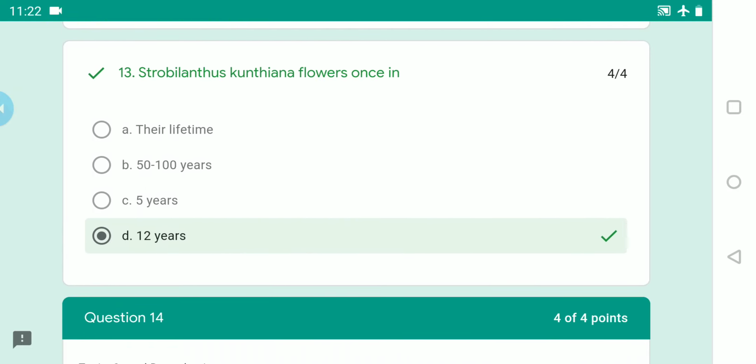Strobilanthes kunthiana, commonly known as Neelakurinji, flowers once in 12 years. While we discussed examples of plants with unusual flowering, I told you there are two species, Strobilanthes kunthiana and bamboo. I hope you can remember.